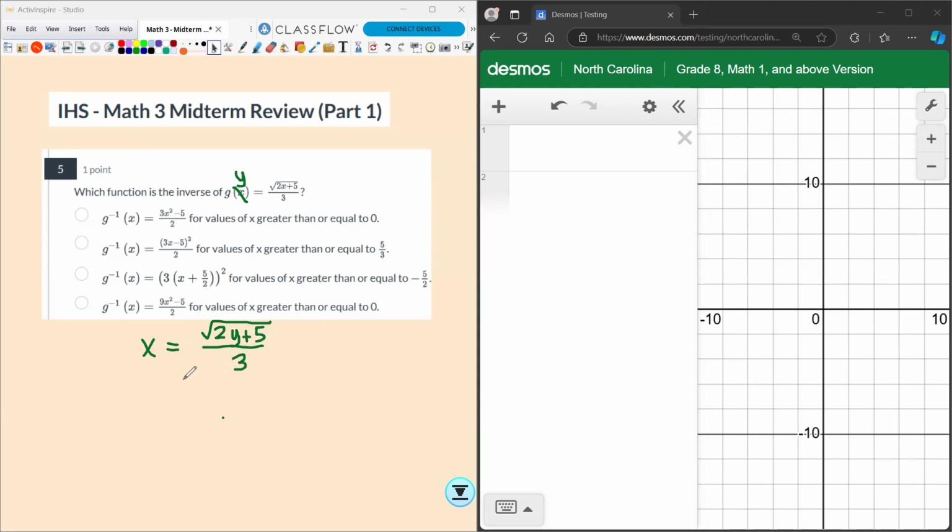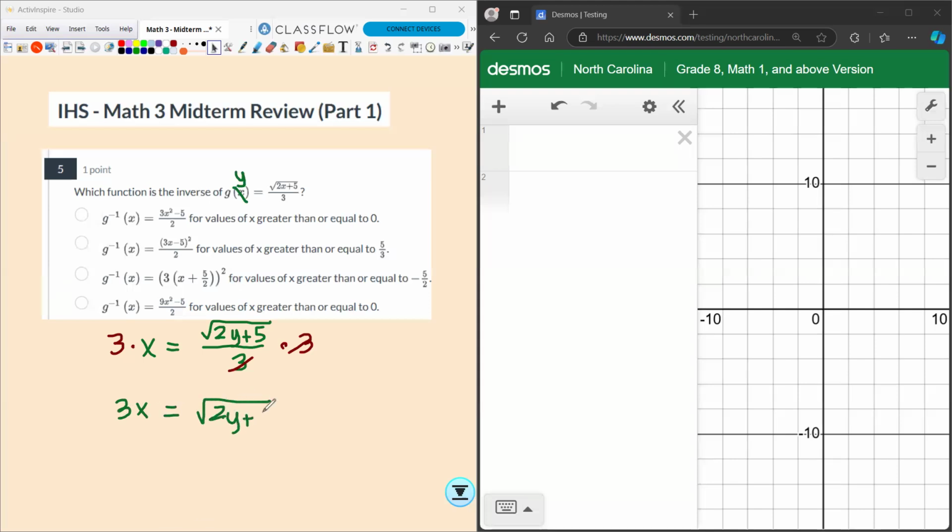And we want to solve this for y as well. So for our steps here, we're going to first multiply both sides by 3. That's going to cancel those out. And you'll have 3x equals the square root of 2y plus 5 all on top. No fraction bar anymore.